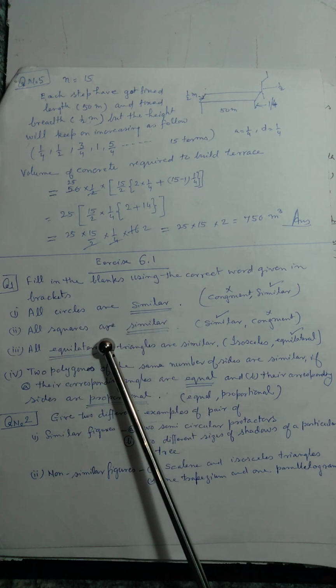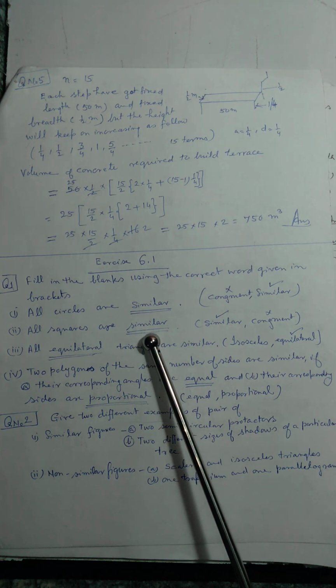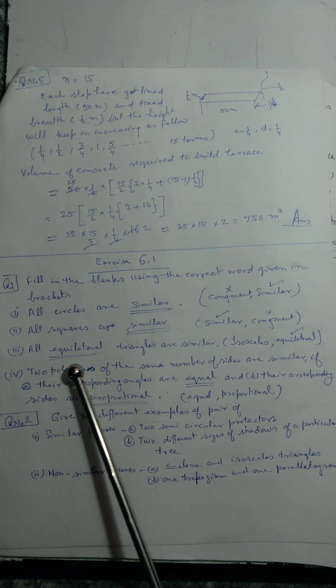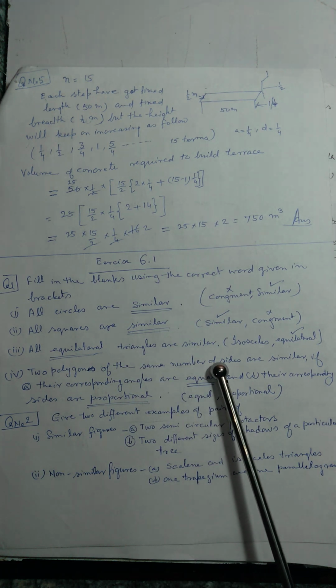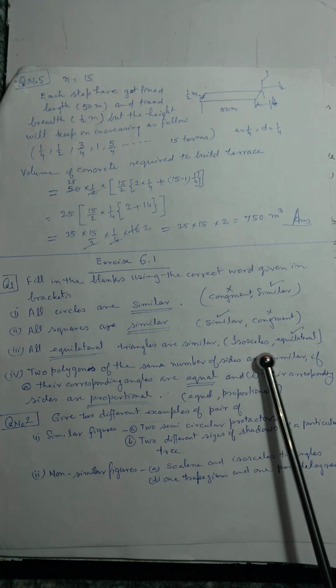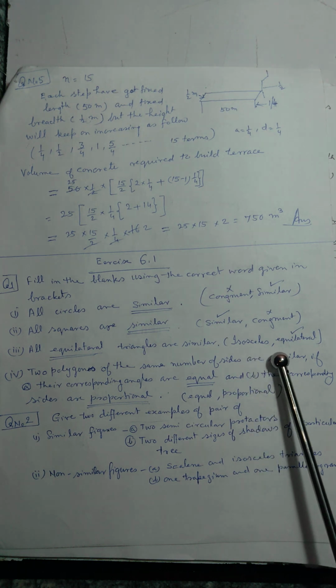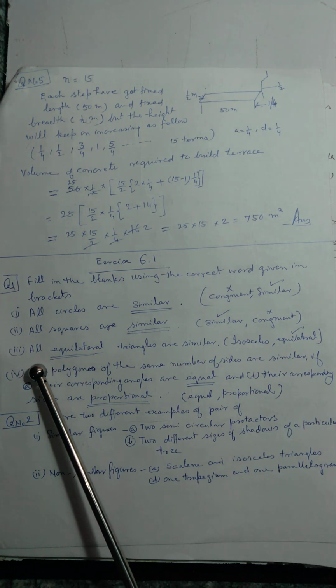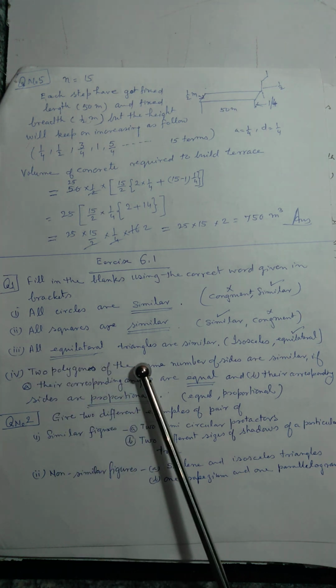All squares are similar. Here I have filled in similar from these two options. All equilateral triangles are similar. The choice given is isosceles or equilateral. So I have mentioned here that all equilateral triangles are similar.